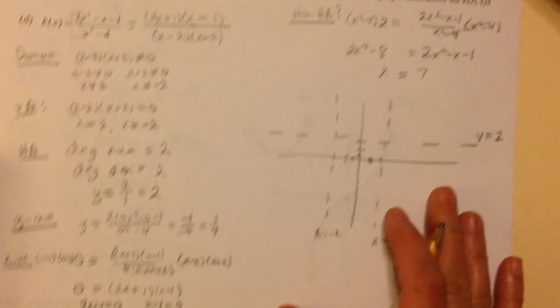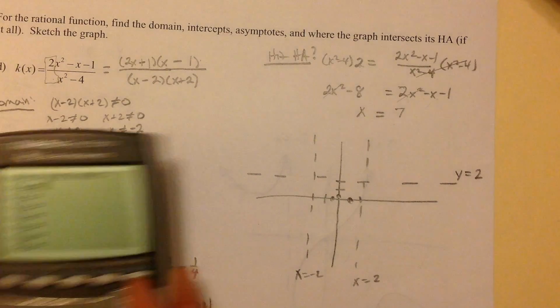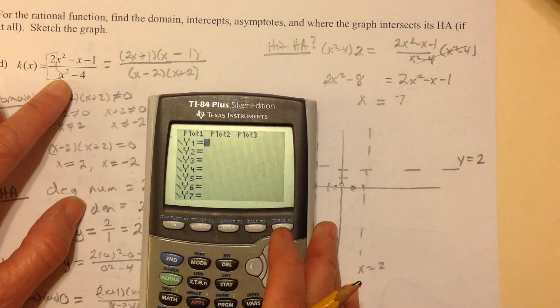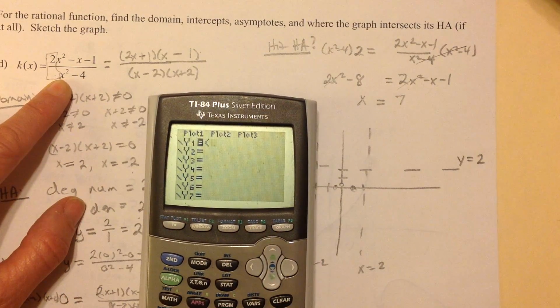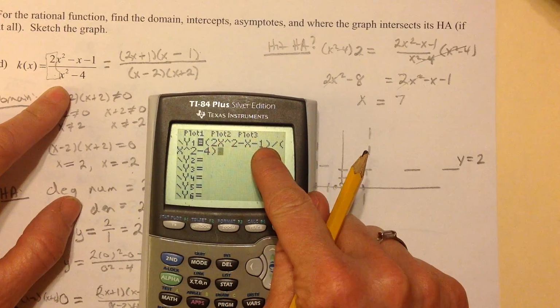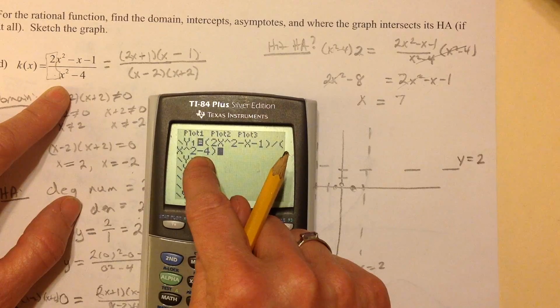graph is. Okay, so to get the graph, I'm going to put it on the calculator. I recommend that you put this in with the unfactored form. Okay, so I have parentheses, 2x squared minus x minus 1, divided by parentheses, x squared minus 4. You have to tell the calculator this is in the numerator by using parentheses, and this is in the denominator by using parentheses.